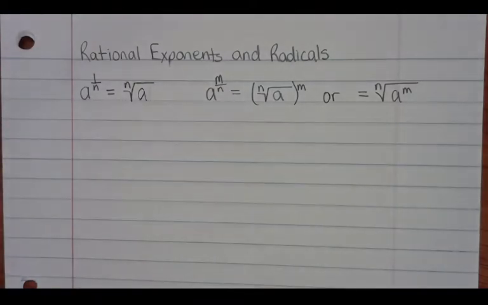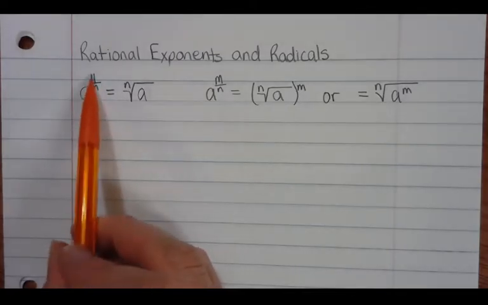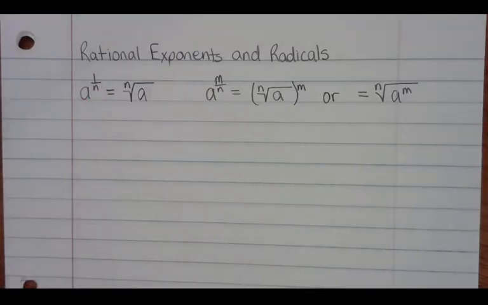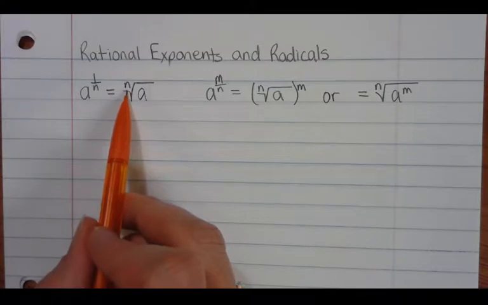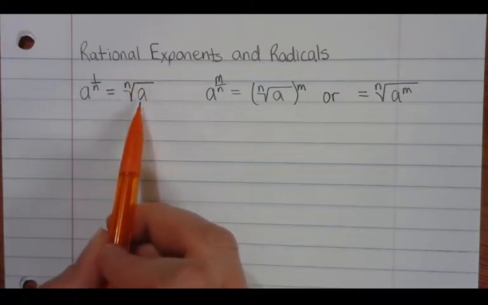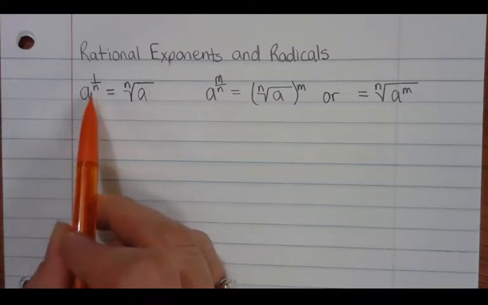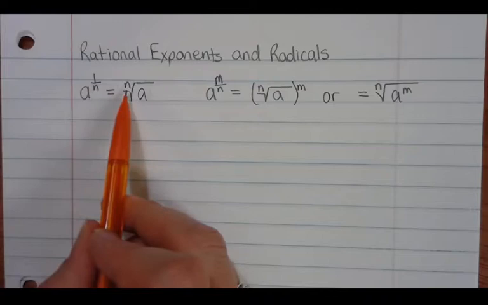In this lesson, you will learn how to work with rational exponents and radicals. Let's first look at the rules. If you have a power, a raised to the fractional or rational exponent 1 over n, that's going to be equal to the nth root, and then your base becomes your radicand. So the denominator of that fractional exponent becomes your index number.